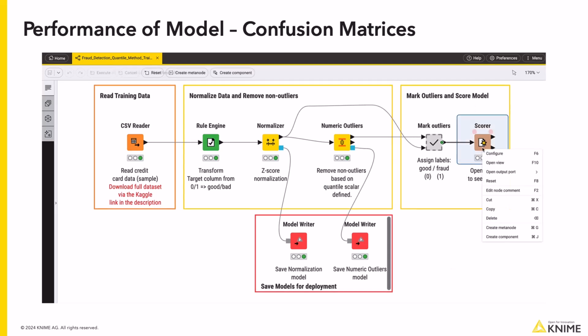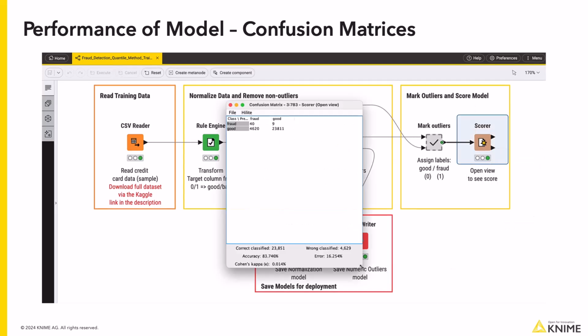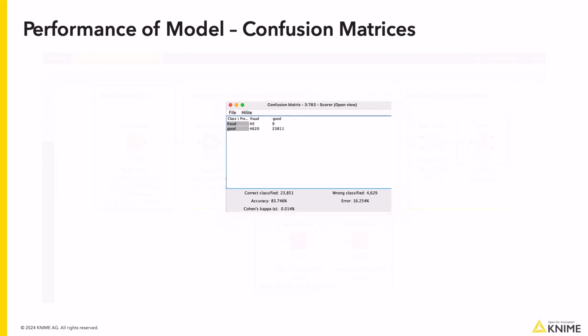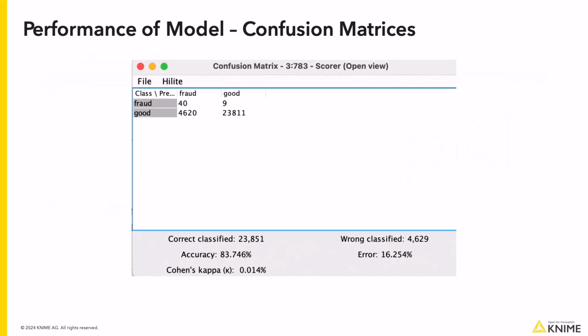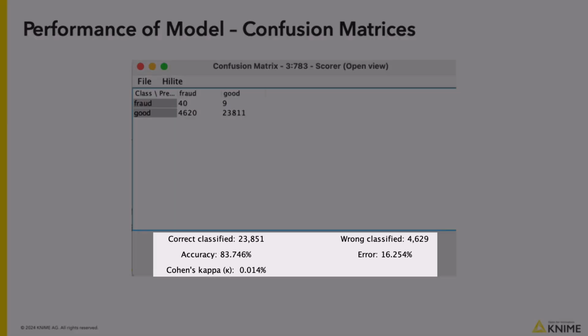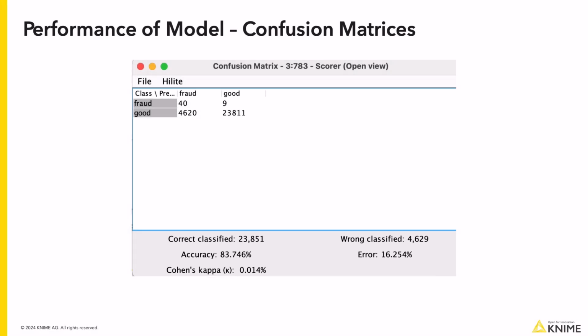Here's the view of the scorer node. We have a confusion matrix that shows the overall performance of the model. We can see the correctly classified transactions and the mistakes. At the bottom, we have an overall accuracy of 83%, which is to be expected due to the nature of the technique we are using. In comparison with other models, this is at the lower end, as quantile classification is more suited to linearly distributed data, which is what we do not have in our case.